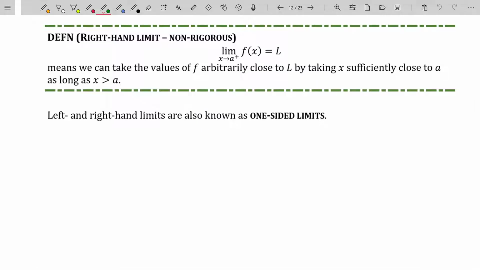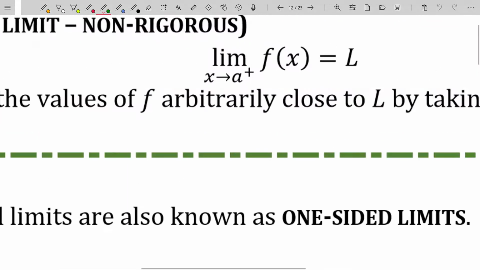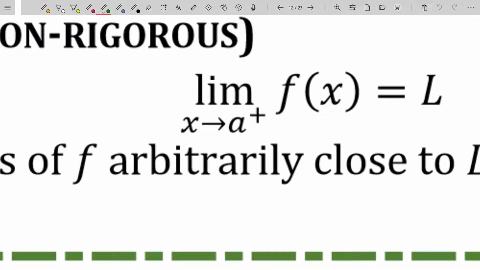Now that we've mastered that idea, left-hand limits, obviously there should probably be a right-hand limit as well. And there is, same exact definition, except that x is approaching a from the right-hand side, or what we would say from above.